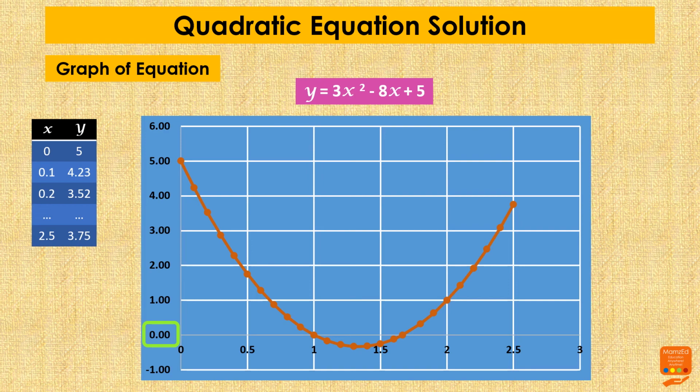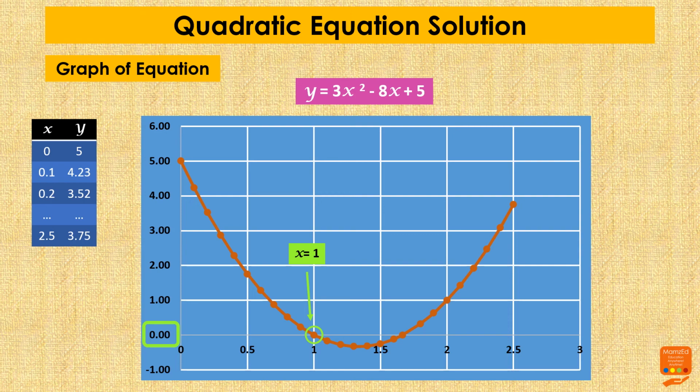So what are those values? One of them is x is equal to 1. At x is equal to 1, the value of y is equal to 0. And this is what we were talking about by doing a cross check in our previous step. So this is the visual proof of a solution of the quadratic equation. At x is equal to 1, the value of y is equal to 0.